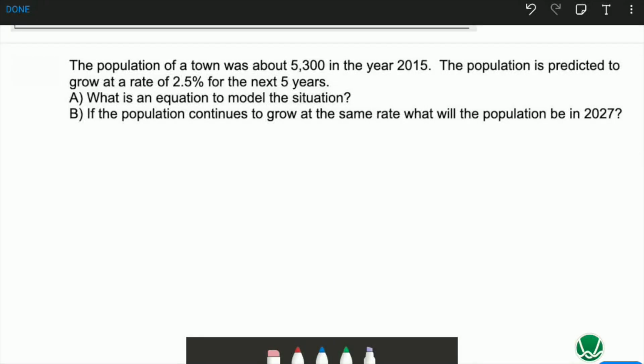So in this example, we have a population of a town that is about 5,300 in the year 2015. The population is predicted to grow at a rate of 2.5% for the next 5 years. We're going to be writing an equation for the situation. Normally, whenever you're writing the equation for the situation, you'll use x or t, either way, to represent time.